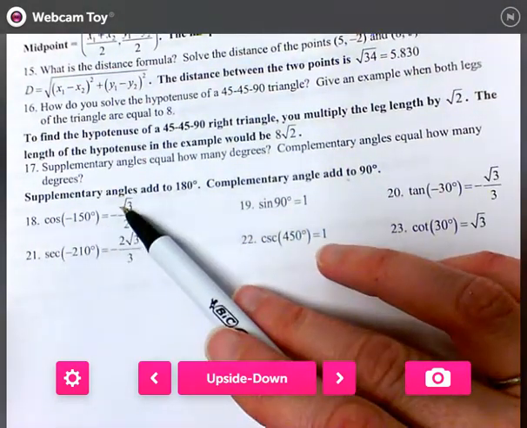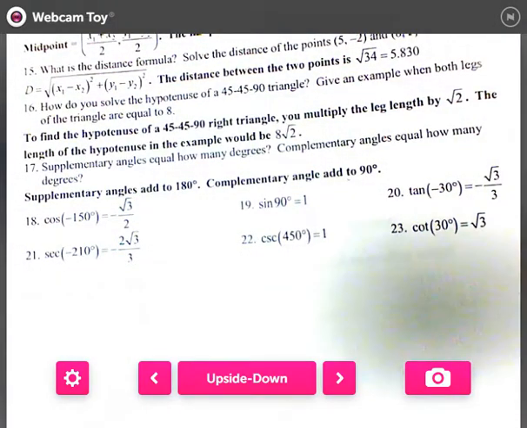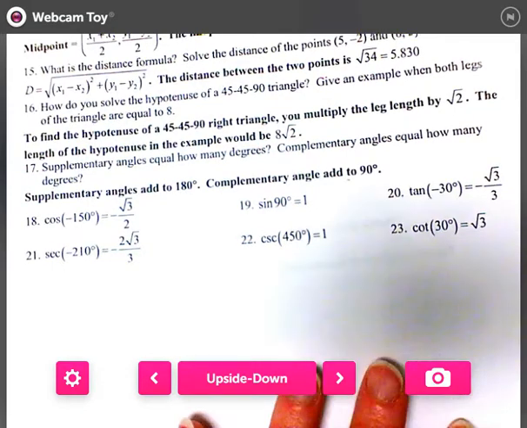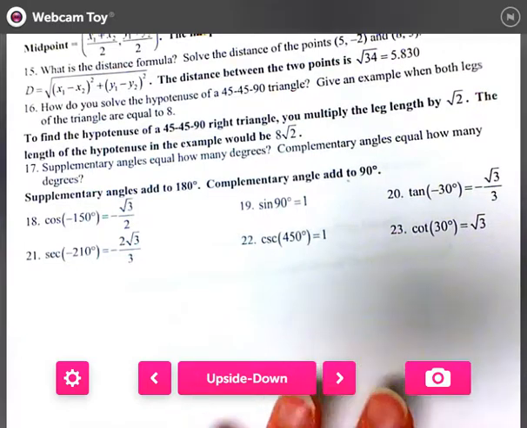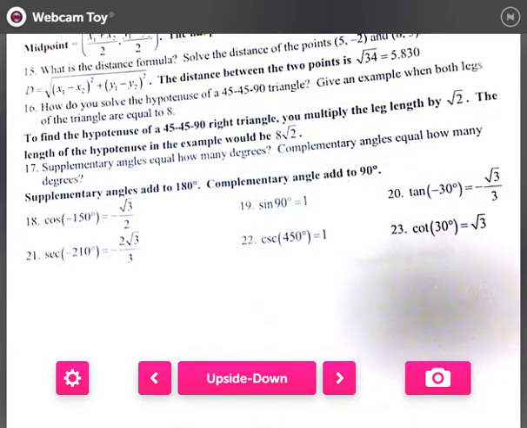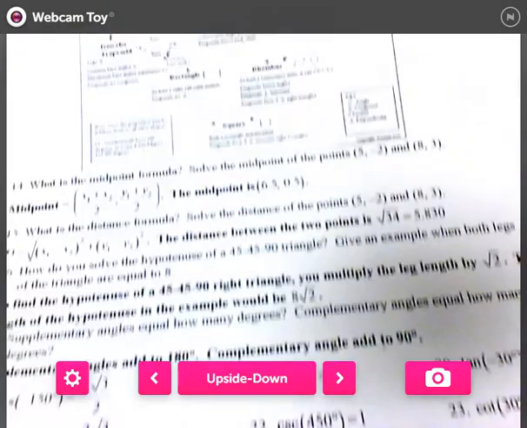18 equals negative square root 3 over 2. Number 19 is 1. 20 is negative square root 3 over 3. 21 is negative 2 square root 3 over 3. And 22 is 1. And 23 is square root 3.